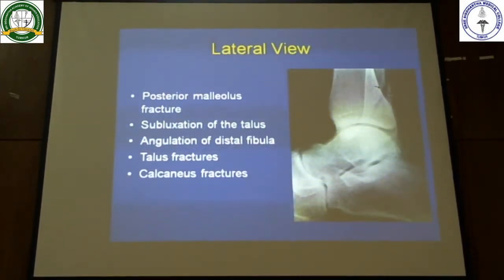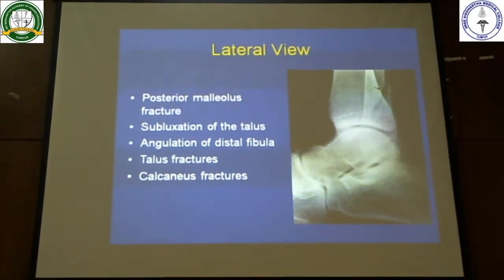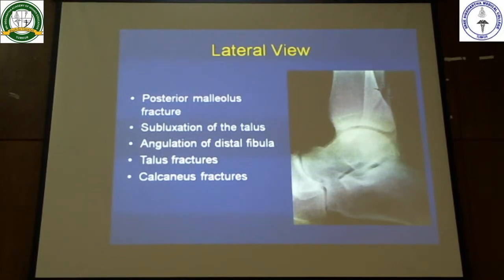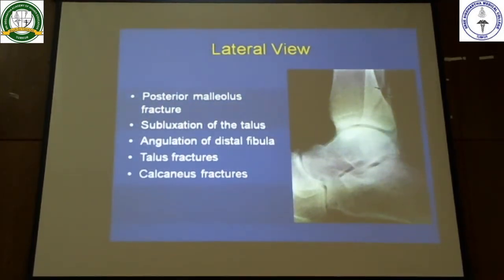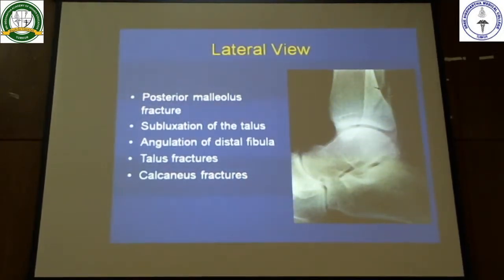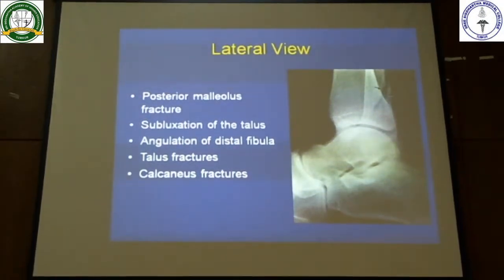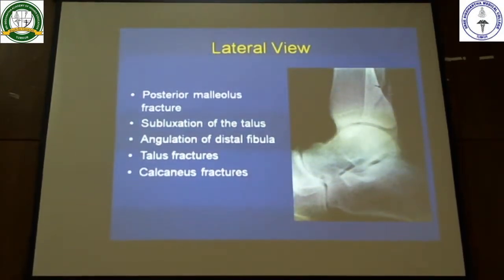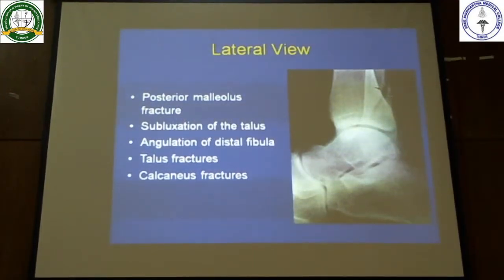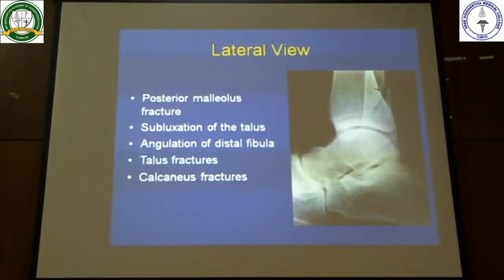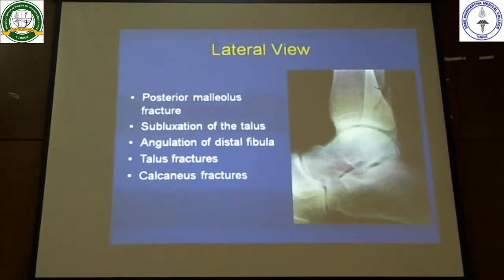For example, posterior malleolus fracture, subluxation of the talus, angulation of the distal fibula, talus fractures, calcaneal fractures, all these things become clear only on the lateral view. You will not be able to observe these things on the AP view or the Mortise view. That is why the lateral view is also important. Specifically talus fractures, calcaneus fractures associated with the ankle injury, and the posterior malleolus fracture are visible only on the lateral view. So that is why all three views are important as far as a suspected ankle injury is concerned.